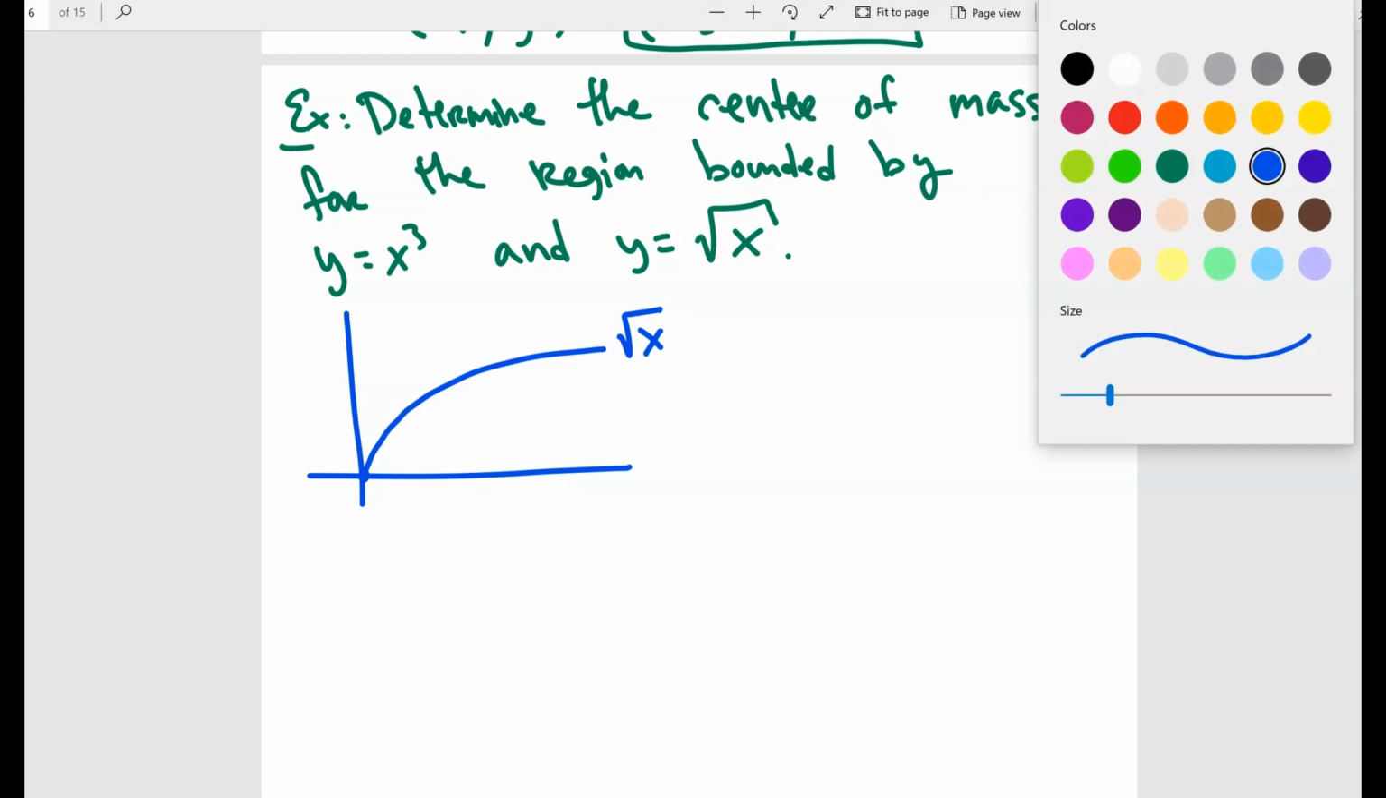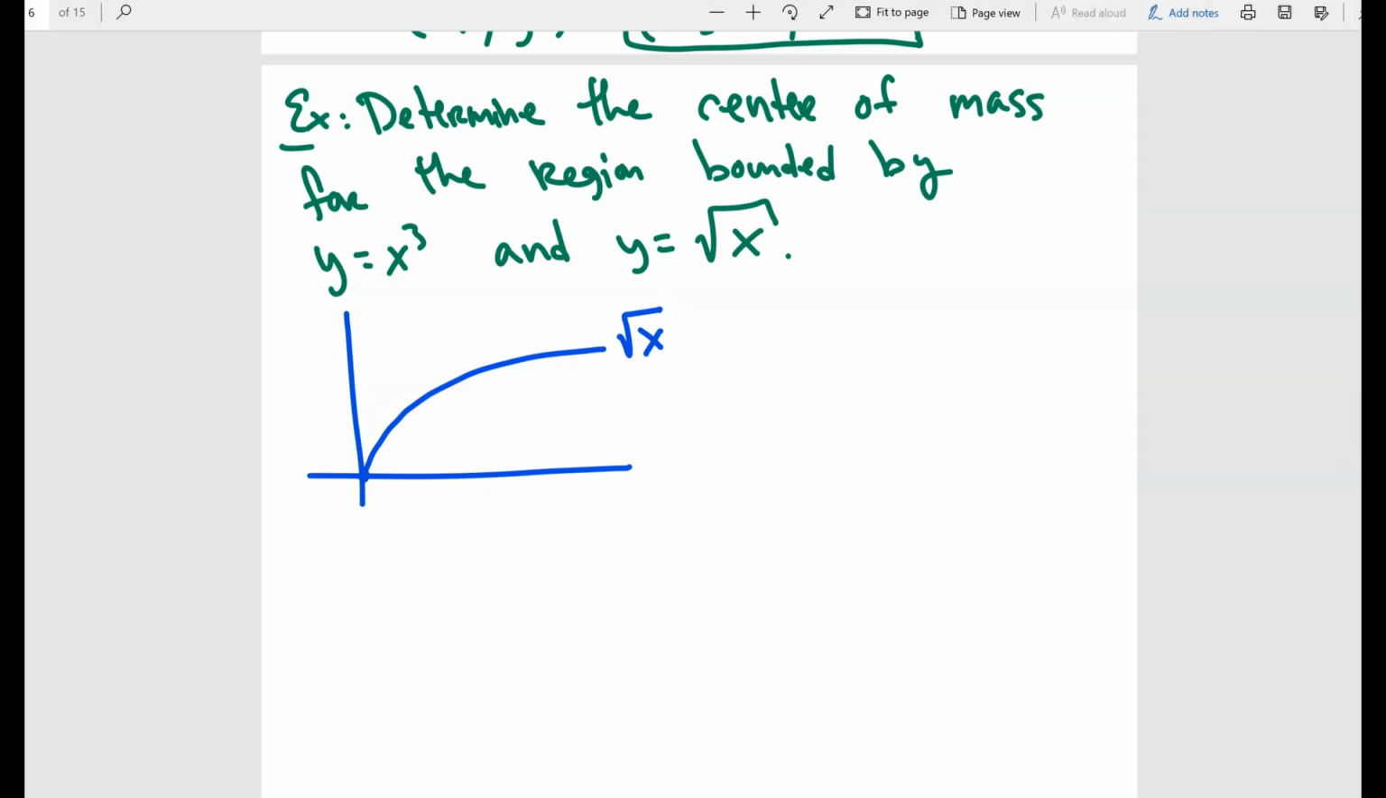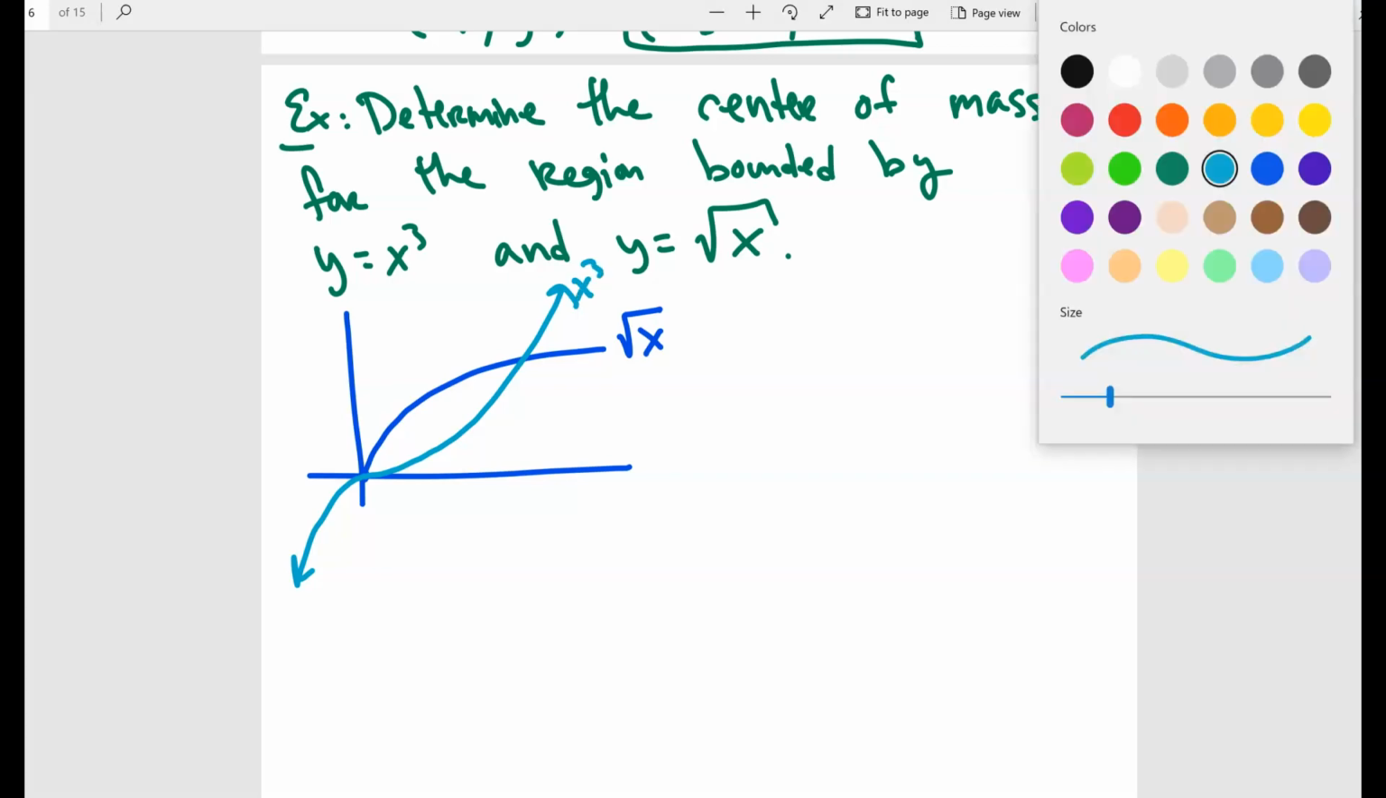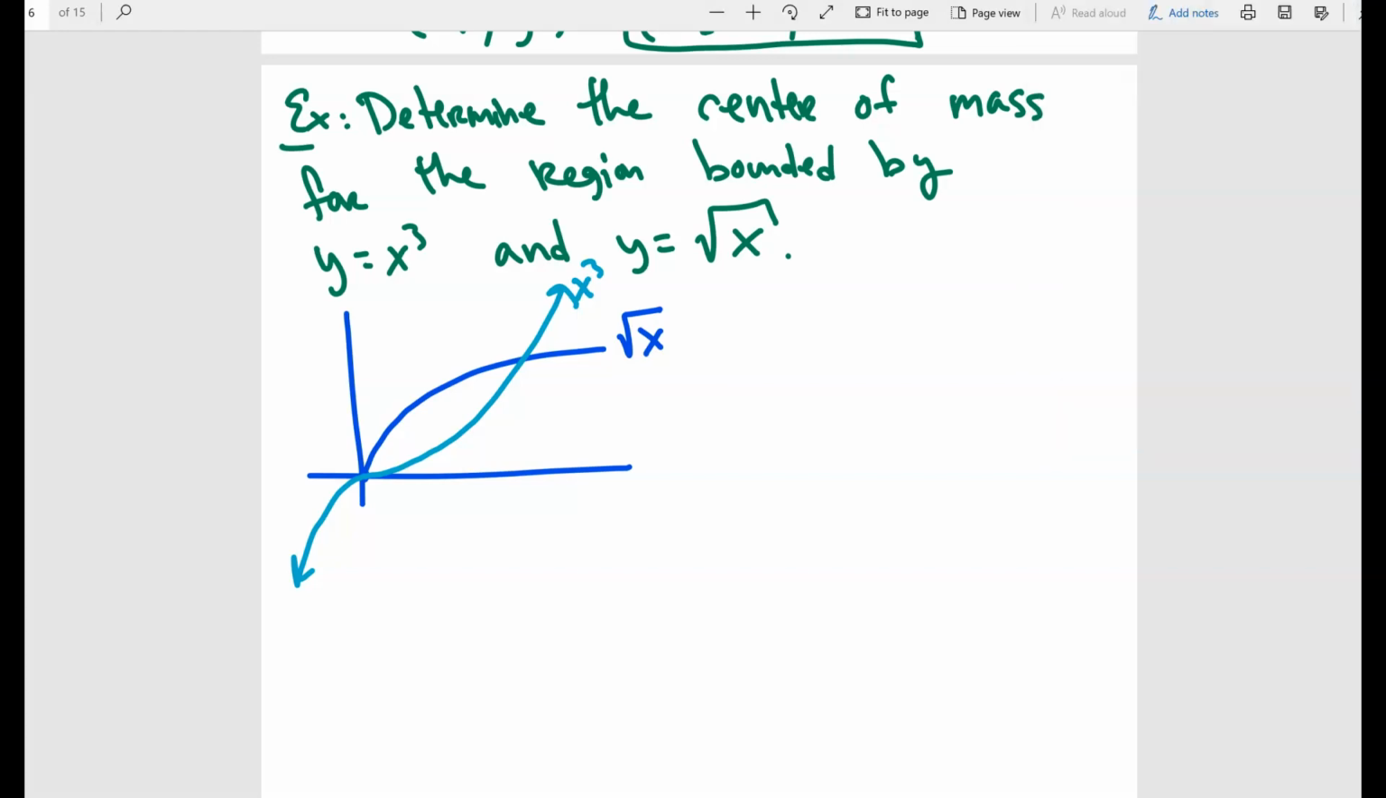And the x cubed graph kind of looks like spaghetti. Looks kind of like this, going up and then going back down. Okay, so that's kind of what the x cubed graph looks like. And you want to find the center of mass for the region bounded by these graphs. So this guy right here.